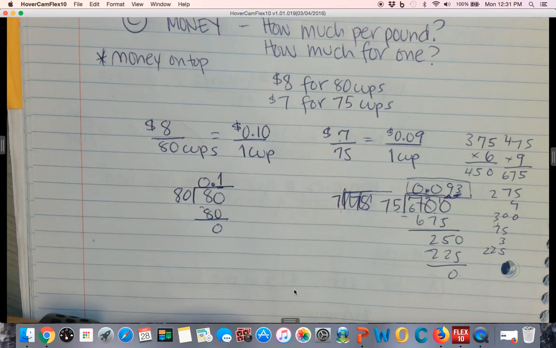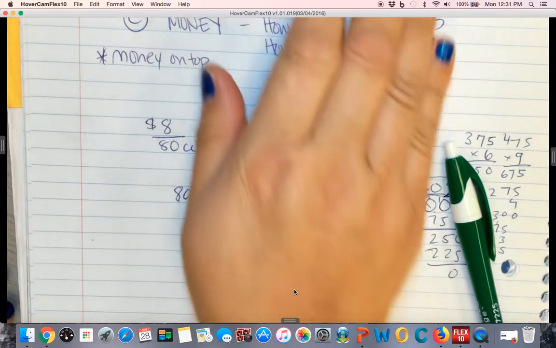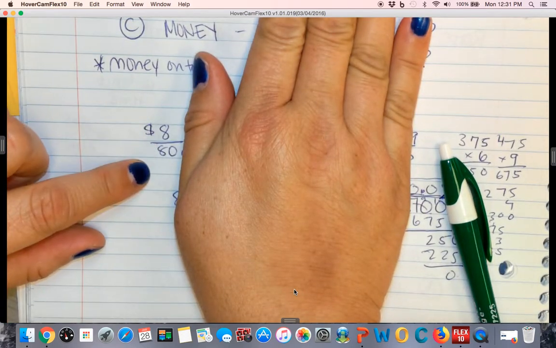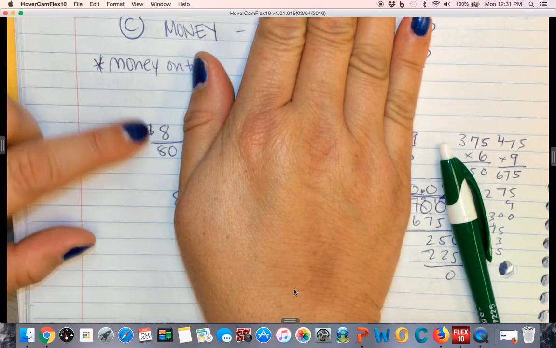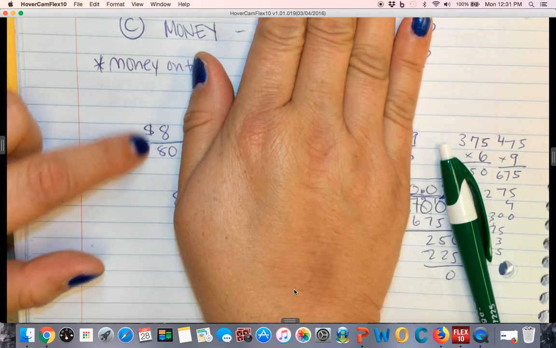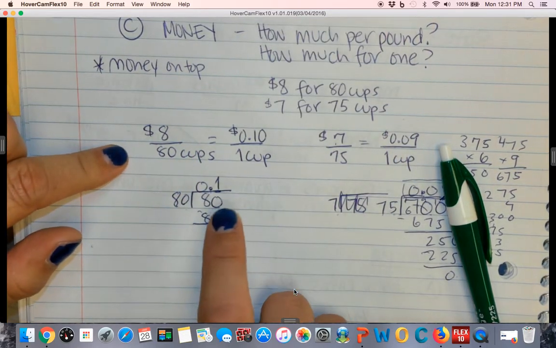So don't forget, when you do this, the money's going to be on top, and it just becomes what we've practiced for the whole year, a division problem. Just like a fraction, just like a ratio, okay? The top dog goes into the house. The number on top is the one that is being divided.